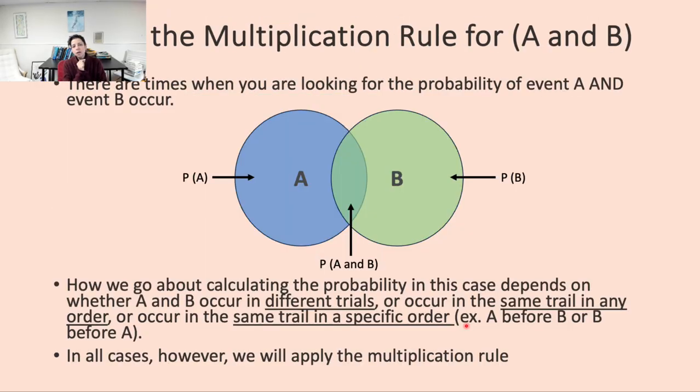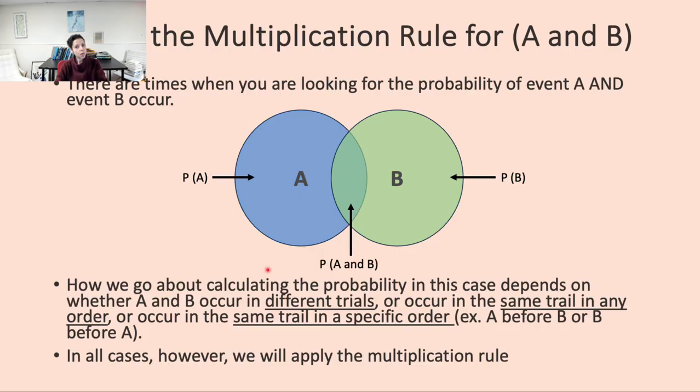So let's look at these compound events where we're looking for A and B. We're actually looking for the area of overlap. In that case, we are going to use the multiplication rule. So we have these two outcomes, and there is an area of overlap. This is the probability of A happening. This is the probability of B happening. We're not worried about either one of those. What we are looking for is the probability that both are happening. Probability of A and B.